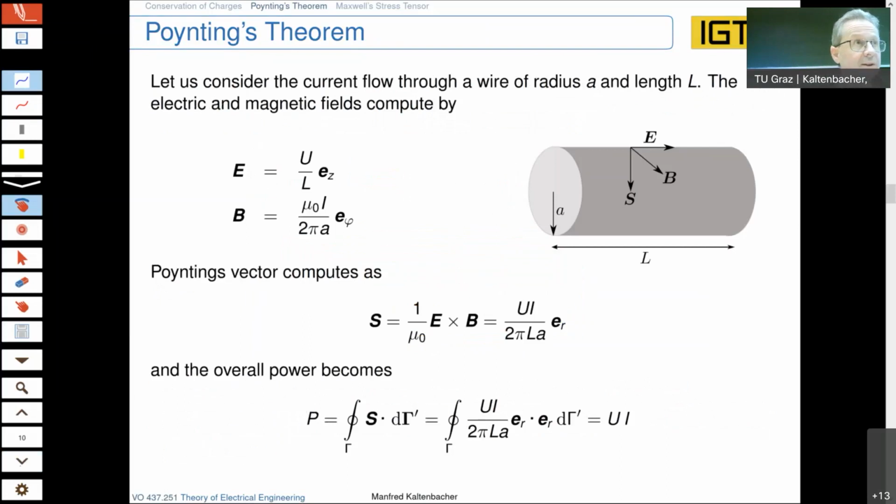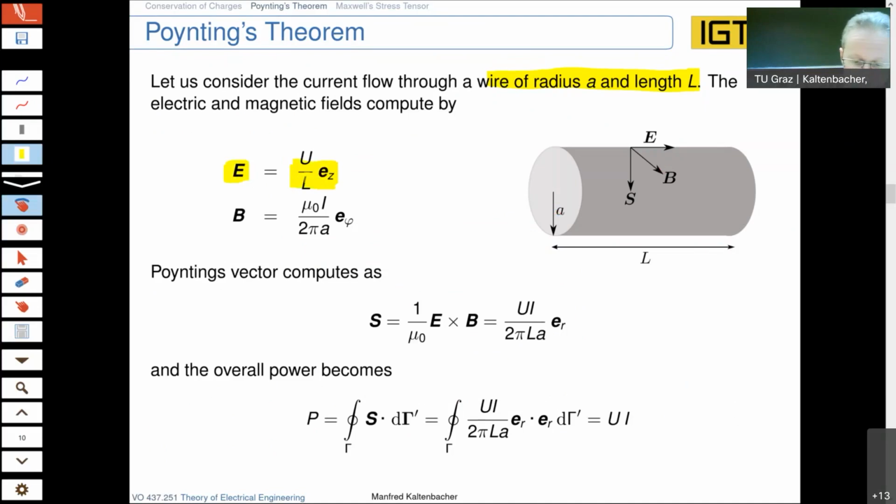Let's have a very simple example. This should be fulfilled clearly for any case. We have a very simple setup of a wire with a radius A and length L, as you can see here in this sketch, the radius and the length. And we know that if a constant current is flowing, or you apply a potential difference given here by the voltage U, then the electric field has just an axial direction, and it is just this voltage over the length.